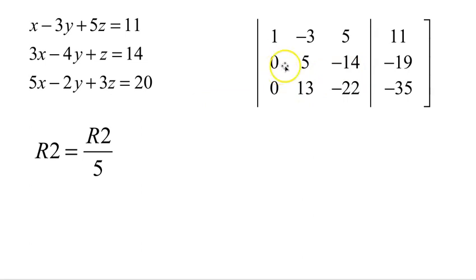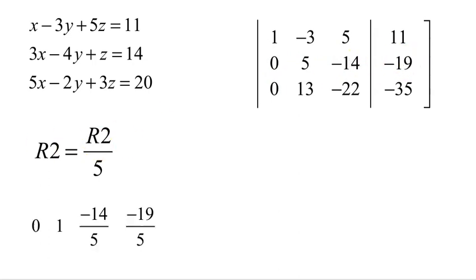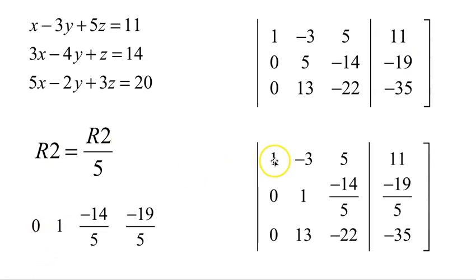0 divided by 5 is 0, 5 divided by 5 is 1. Negative 14 divided by 5 is negative 14 fifths. Negative 19 divided by 5 is negative 19 fifths. And this becomes my new row 2. So again, follow our process, 1, 0, 0, 1. Now I have to get rid of that 13. So I need to multiply the second row by negative 13 and add it to the third row.